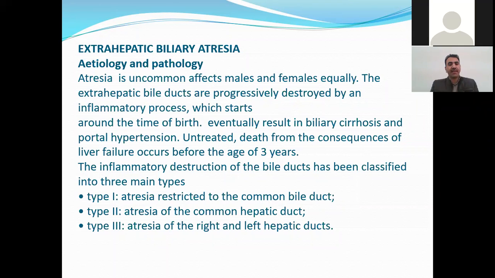Type 2 is atresia of the common hepatic duct, going proximally toward the liver, with atresia and narrowing. Type 3 is atresia of the right and left hepatic ducts. It is more complicated because the atresia involves the left and right hepatic ducts.